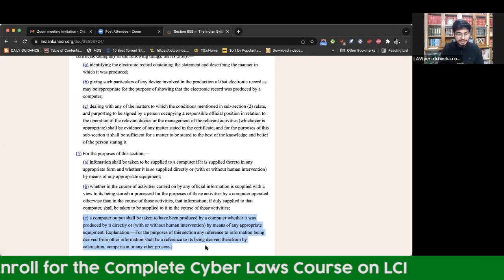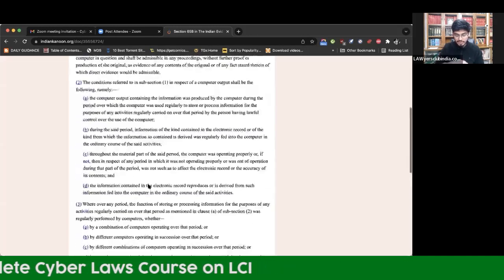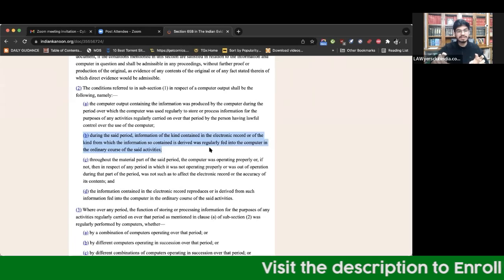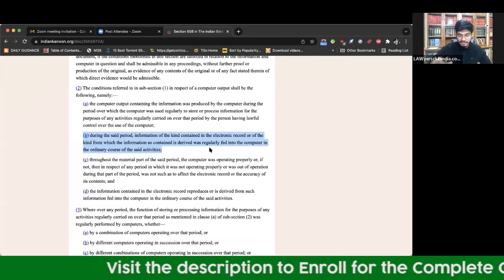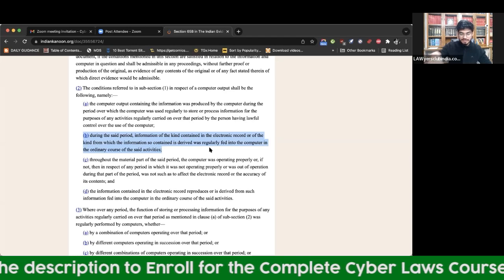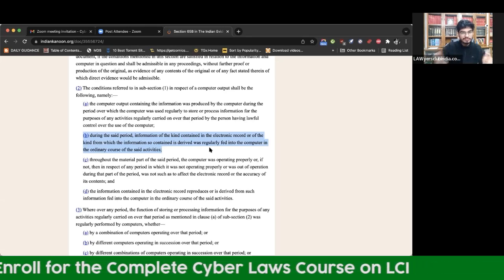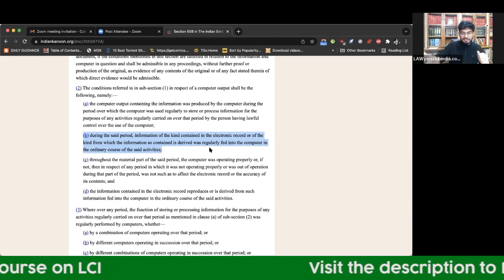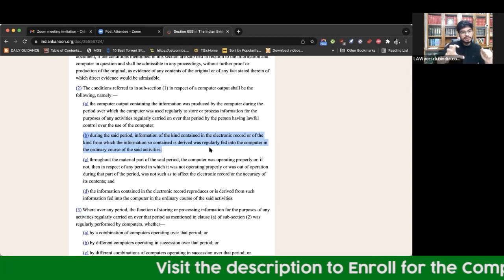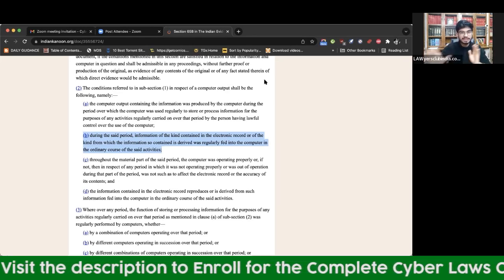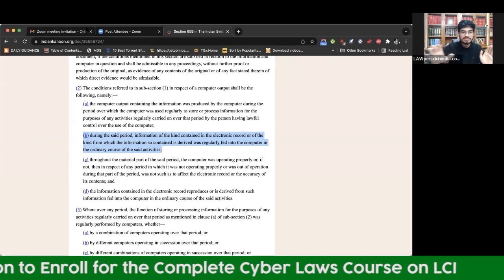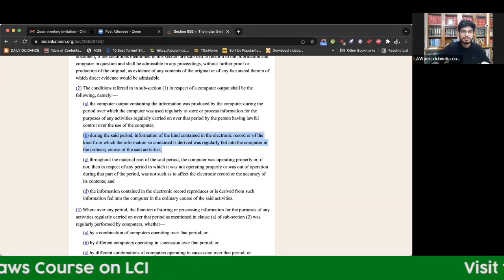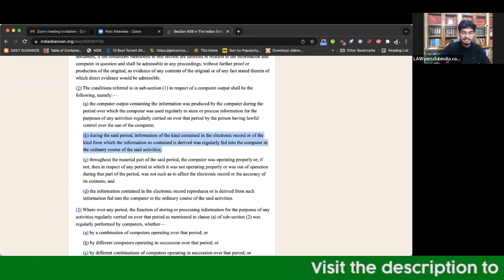Then we come to 2B. 2B talks about the ordinary course of working, the same thing that was being talked about in 2A also. The computer was regularly fed. It was in lawful control of the person who is talking about that computer. Then the material part of the said period that you're talking about, the computer was operating properly. Sab sahi chal raha tha. Nothing went wrong. You didn't have to go to the software designer to bring it back to its senses, or go to get its hardware fixed or anything like that.